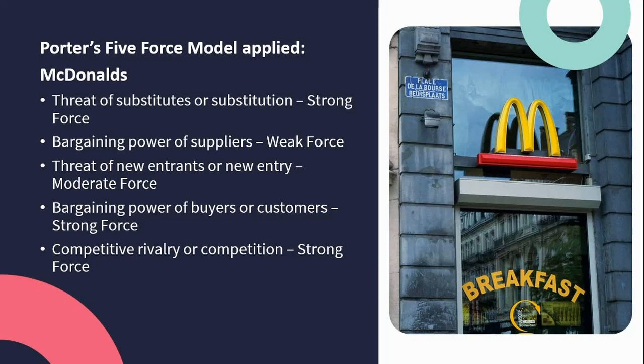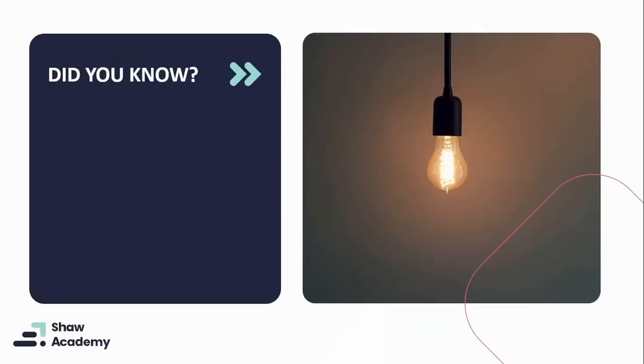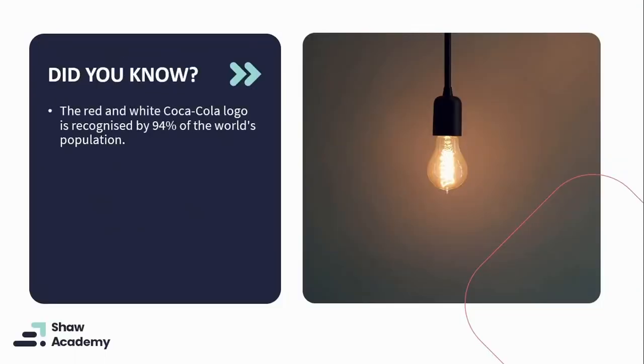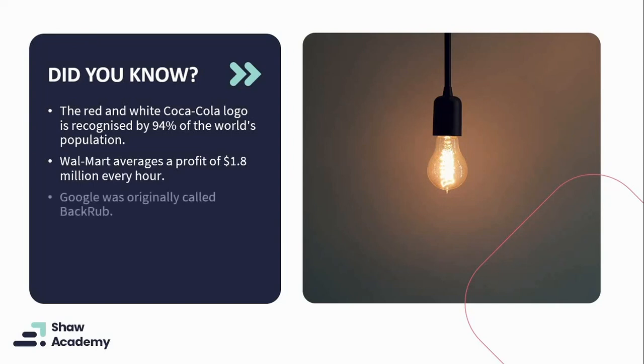Before we move on, I just want to have a quick did you know with you guys. The red and white Coca-Cola logo is recognized by 94% of the world's population. Walmart averages a profit of 1.8 million per hour. Google was originally called Backrub. Not the greatest name there, so lucky they changed it for us. Then Samsung accounts for 20% of Korea's gross domestic product. That is a huge amount that Samsung is contributing.